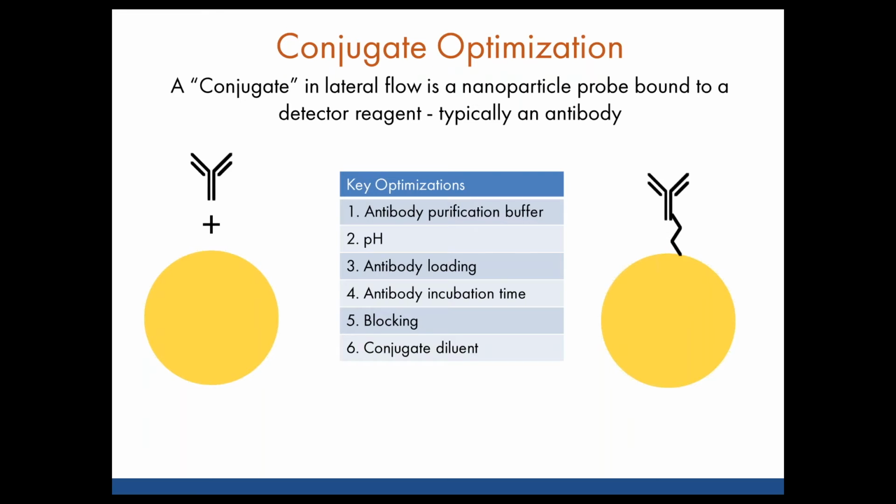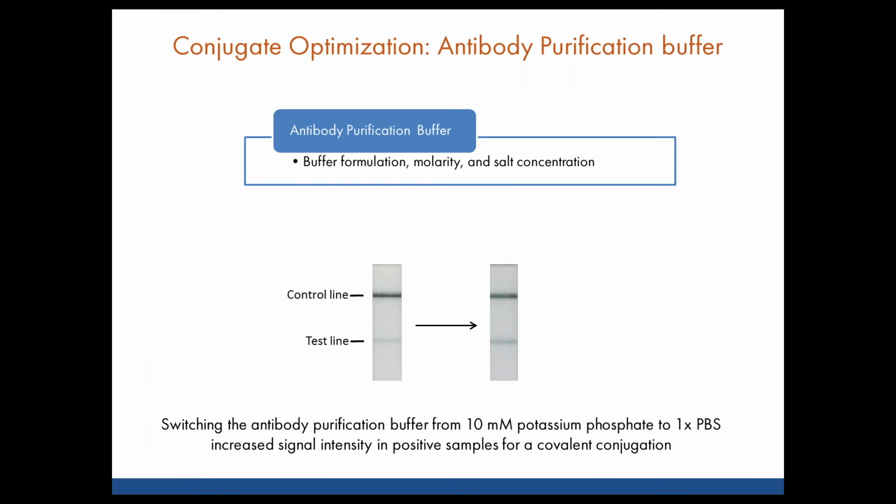This slide shows 2 strips run with positive samples where we expect to see a signal at the test line. The strip on the left resulted in acceptable results. However, switching the antibody purification buffer from 10 millimolar phosphate to 1x PBS resulted in a stronger signal intensity at the test line. One of the first things you can optimize is the antibody purification buffer.